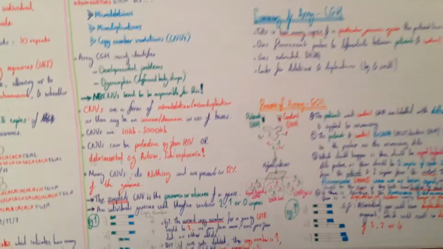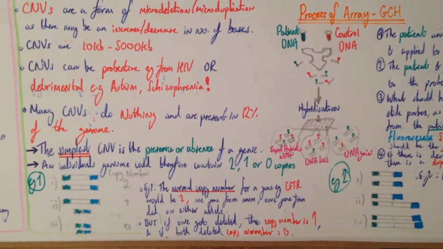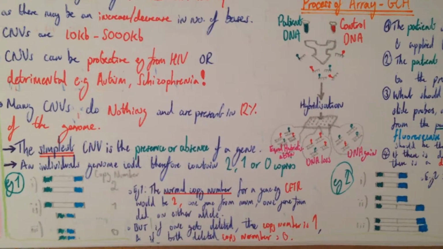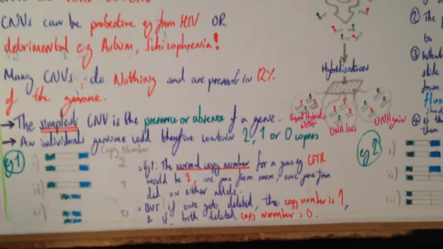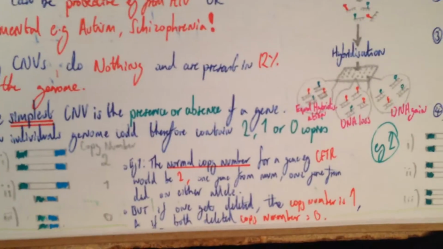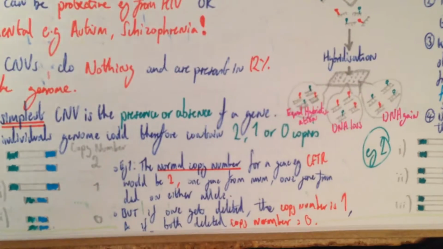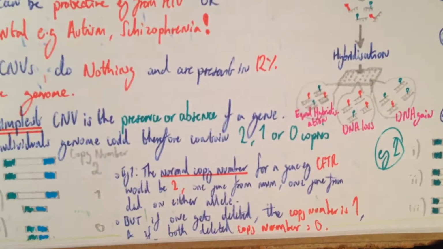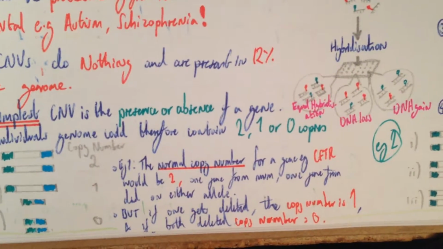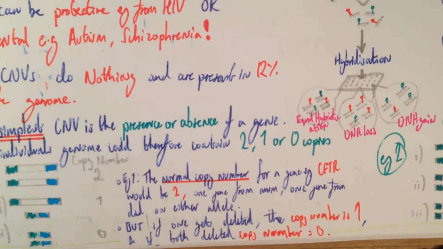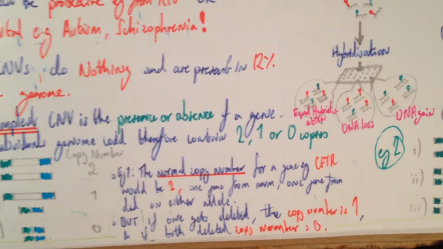Okay, so the simplest CNV is the presence or absence of a gene. An individual genome could therefore contain 2, 1, or 0 copies. So here's our first example, our copy number variants. This one has 2, this one has 1, this one has 0. For the first example, the copy number for this gene, for example maybe CFTR, would be 2. So the normal copy number for a gene would be 2, 1 gene from the mum and 1 gene from the dad, each on either allele.